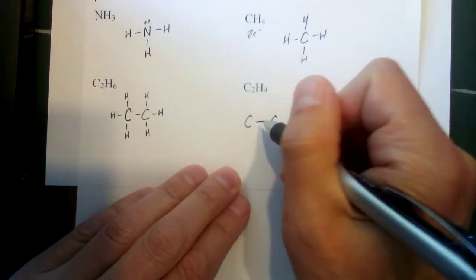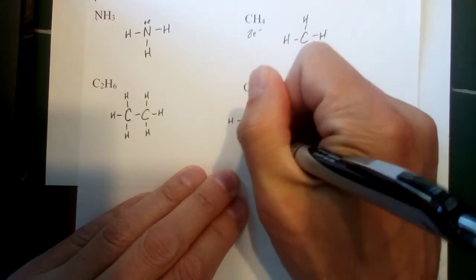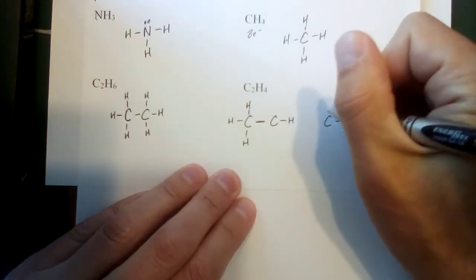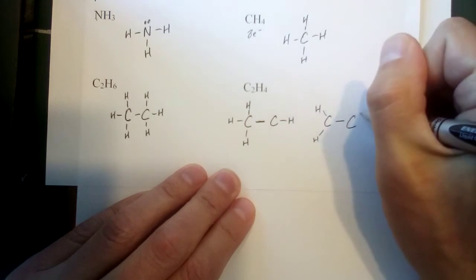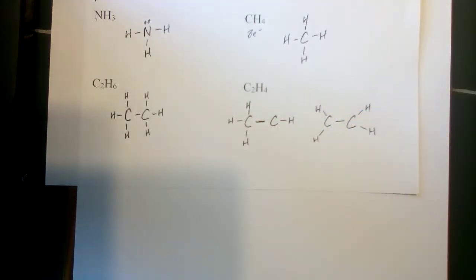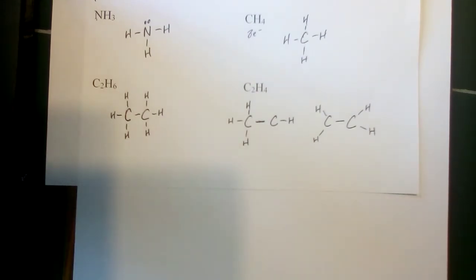So 2 places to put hydrogens. One option would be 3 on 1 carbon, 1 on the other. And the other option would be 2 on each, like so. Right? Now, for either of those skeletons, we can work through the rest of the steps and figure out if that gives us a good structure. Does it satisfy the rules we've been thinking about?